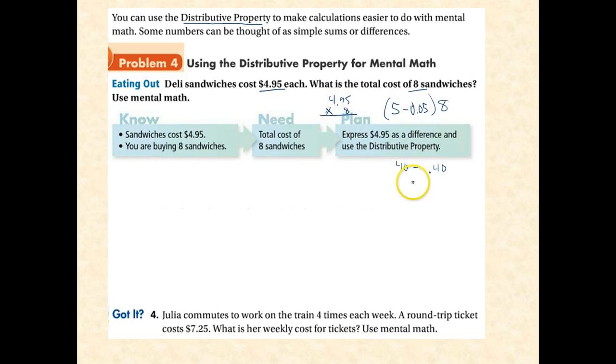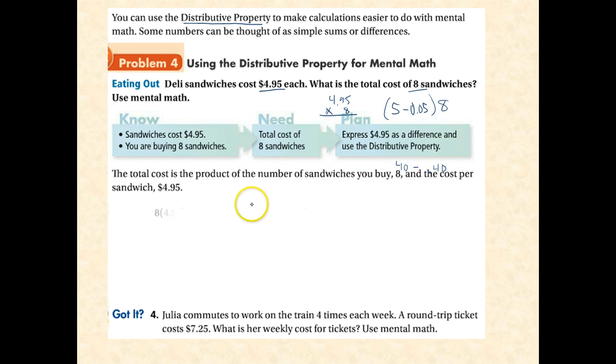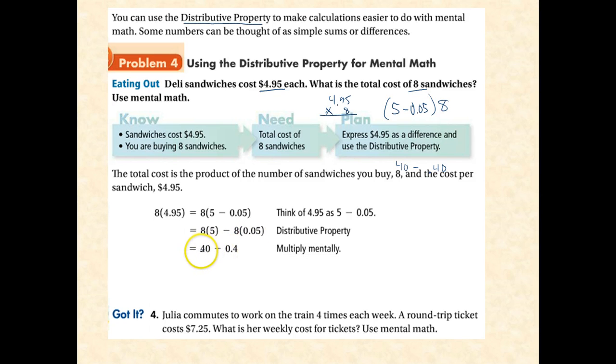So in your head you might have done this in the past. So here it is typed. 8 times 4.95 is the same as 8 times 5 minus 5 cents. Then distribute. 8 times 5, 8 times 5 cents. $40 minus 40 cents. 0.4 is the same as saying 40 cents. And then if you got $40 and you take away 40 cents, you got $39.60 left. So the total cost for 8 sandwiches is $39.60.